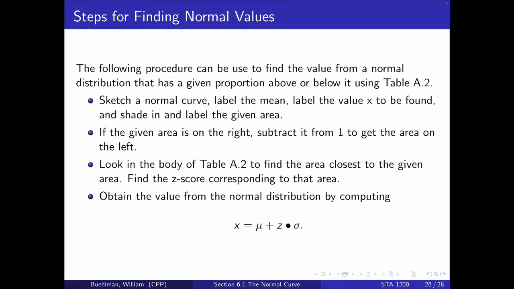The following procedure can be used to find the value from a normal distribution that has a given proportion above or below it using table A2. First, sketch a normal curve, label the mean, label the value for x that you want to find, and shade in and label the given area. If the area is on the right, subtract it from 1 to get the area on the left. Look in the body of table A2 to find the area closest to the given area. Find the z-score corresponding to that area. Obtain the value from the normal distribution.